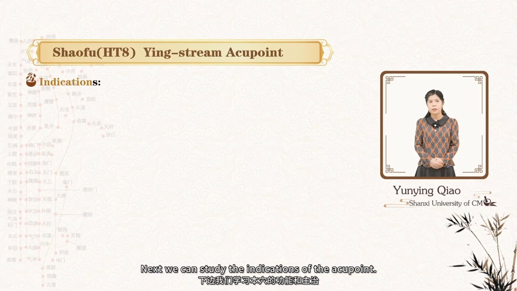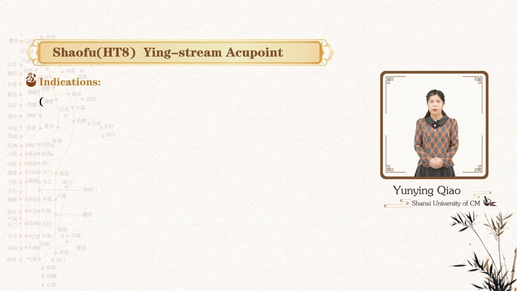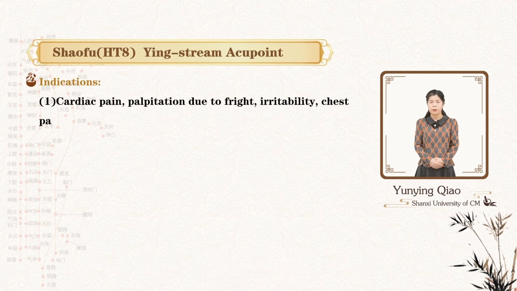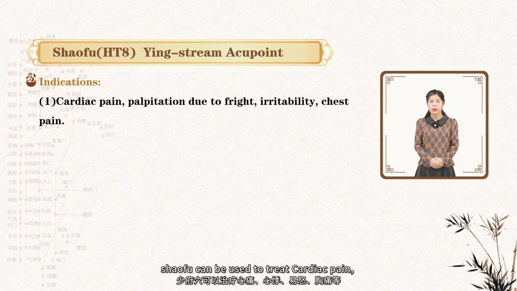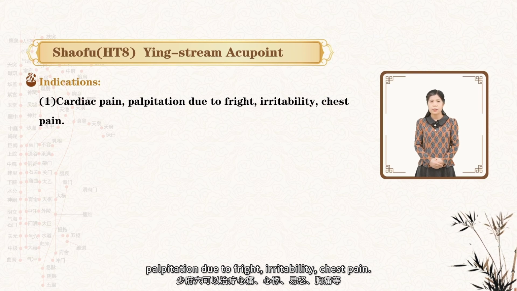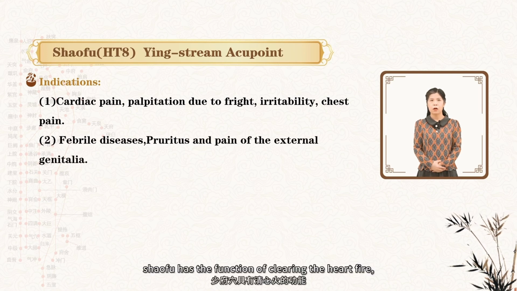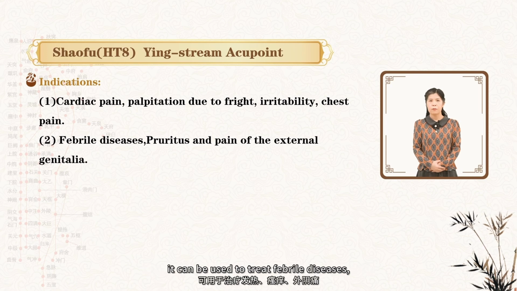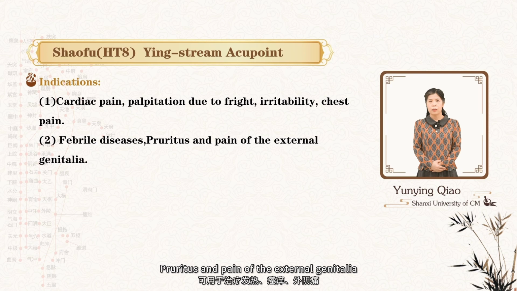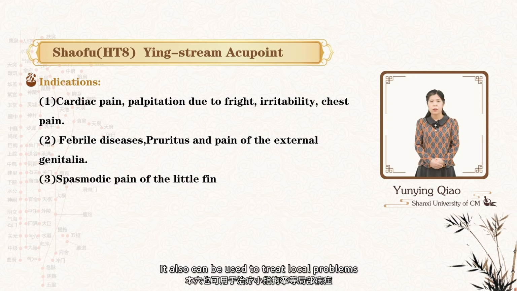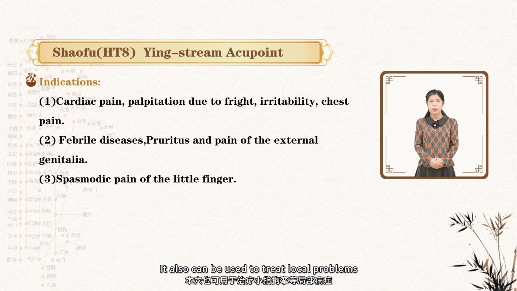Next, we can study the indications of the acupoint. As the acupoint of heart meridian, Shaofu can be used to treat cardiac pain, palpitation due to fright, irritability, chest pain. As a ying-spring acupoint, Shaofu has the function of clearing the heart fire. It can be used to treat febrile diseases, pruritus, and pain of the external genitalia. It also can be used to treat local problems, such as spasmodic pain of the little finger.